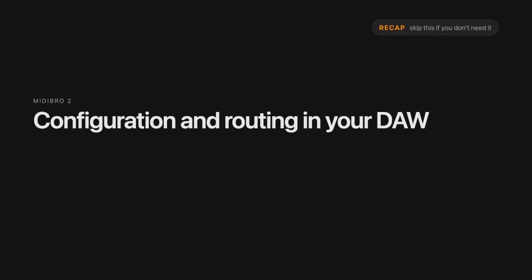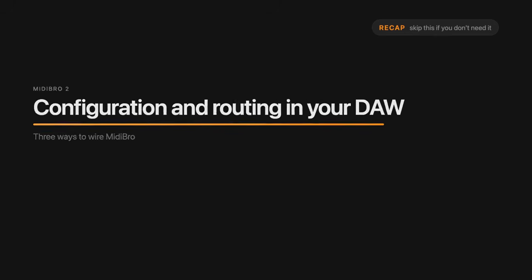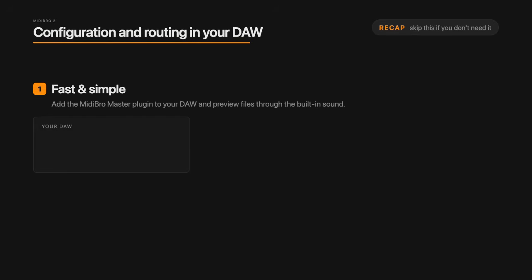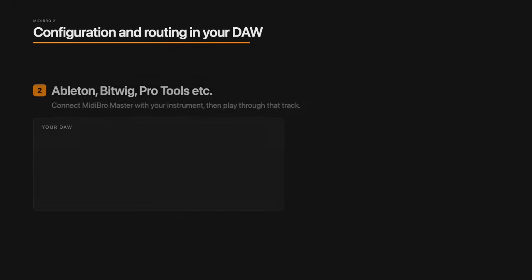Let's take a deeper look into the configuration and routing in your DAW. There are three ways to wire MidiBro. The first one is fast and simple. Just add the MidiBro Master plugin to your DAW and preview files through the built-in sound, the internal synth. So add the MidiBro Master plugin and in the File Preview button just choose Internal Synth GM and we are done. It's good for quick audition of files.